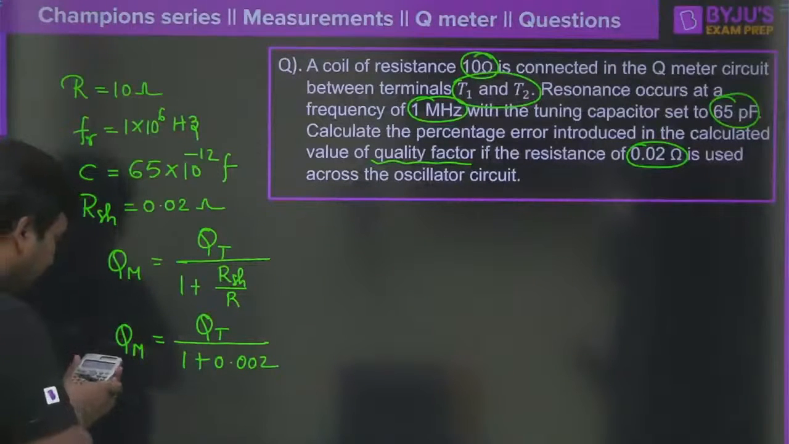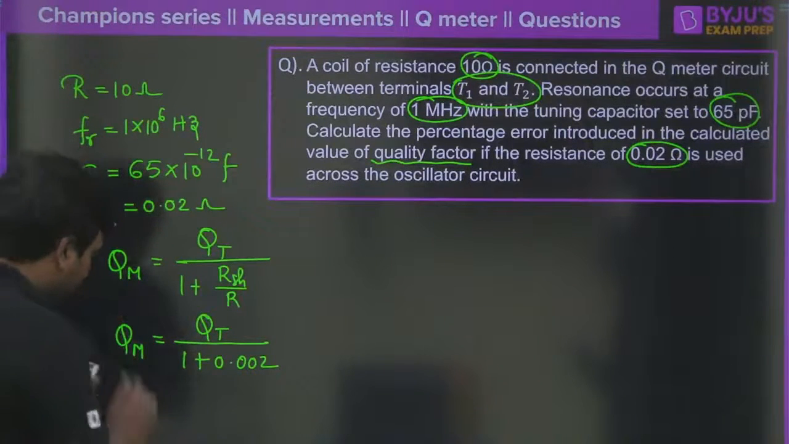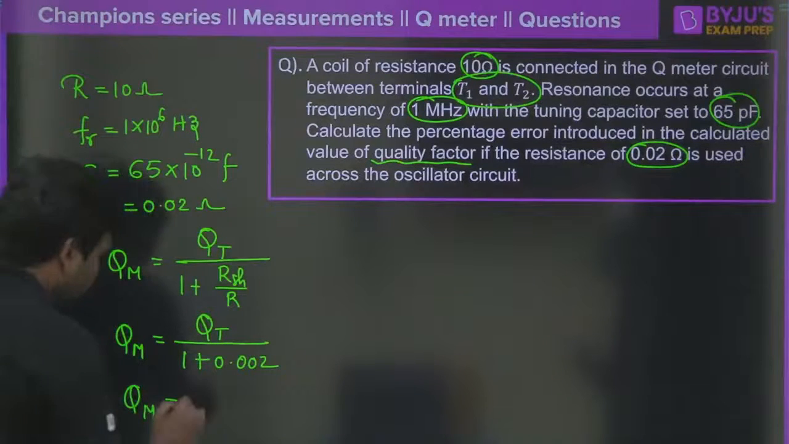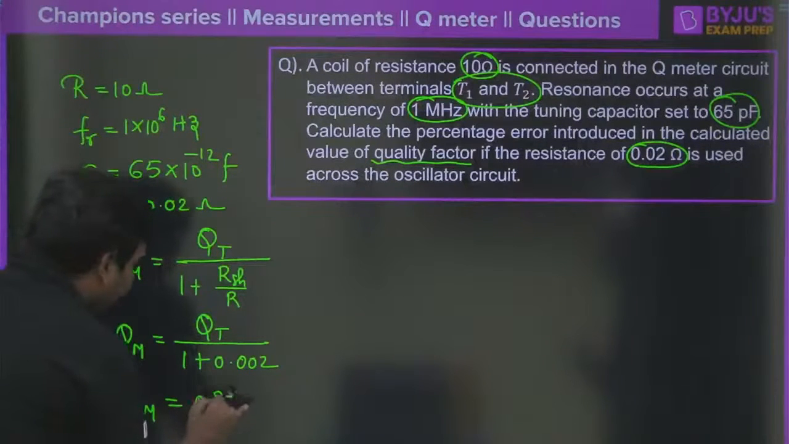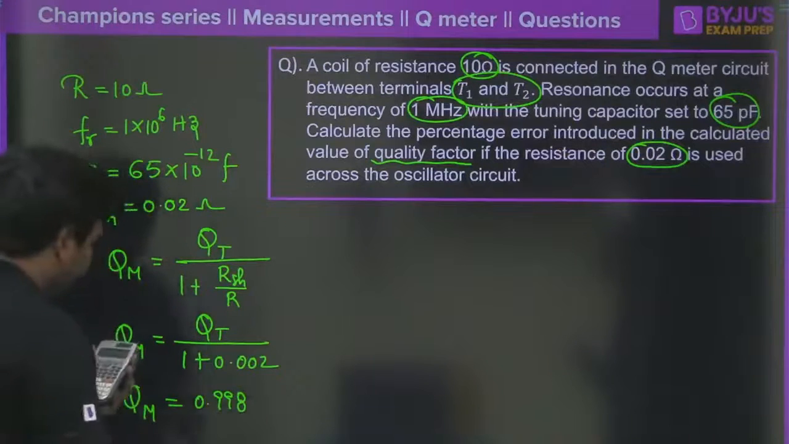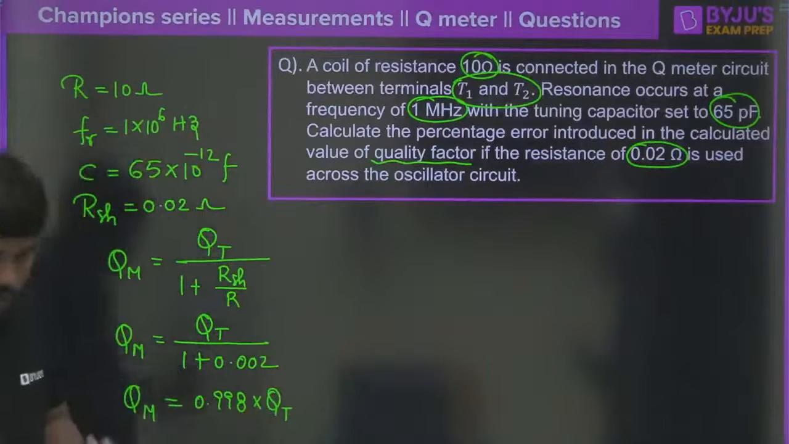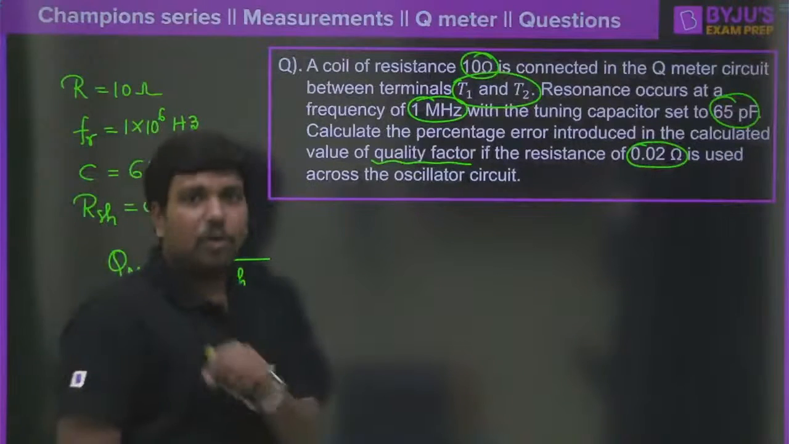So yes, then what is the final value here? 1 plus 0.002, and you have to take the inverse of this one, right? So you will be getting 0.998 into QT. So the measured value of the quality factor is equal to 0.998 into the true value of the quality factor. Now you must know what is the true value of the quality factor.